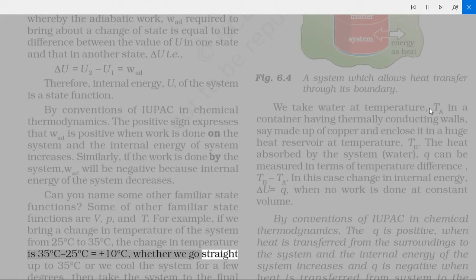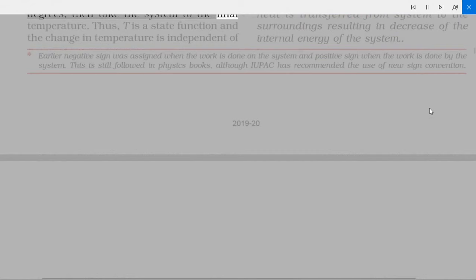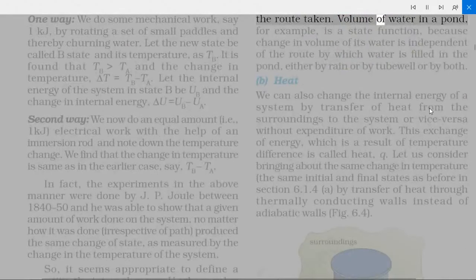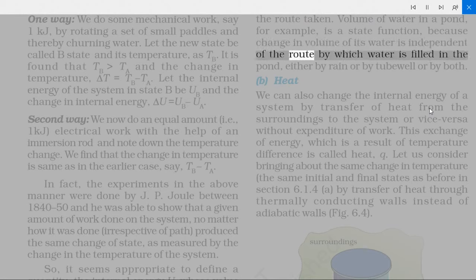Whether we go straight up to 35 degrees Celsius or we cool the system for a few degrees, then take the system to the final temperature, T is a state function and the change in temperature is independent of the route taken. Volume of water in a pond, for example, is a state function, because change in volume of its water is independent of the route by which water is filled in the pond, either by rain or by tubewell or by both.